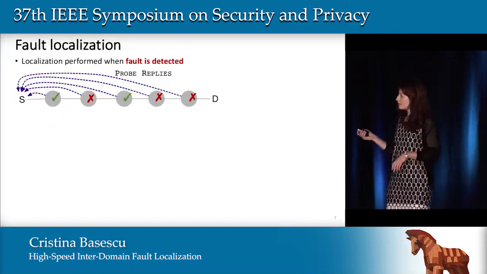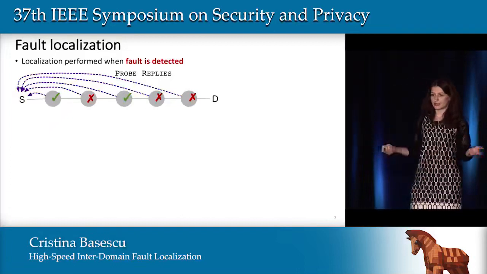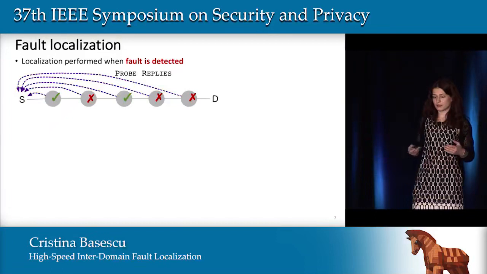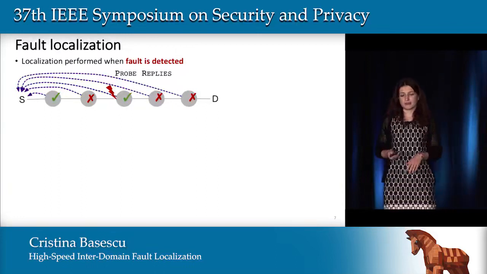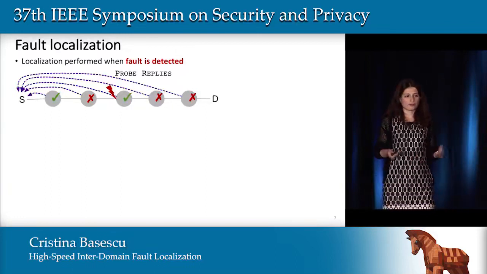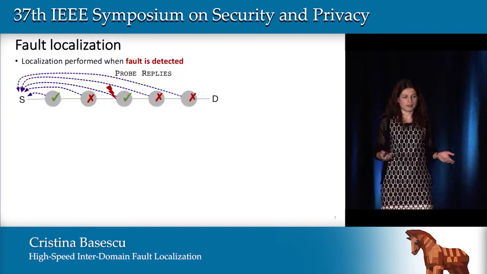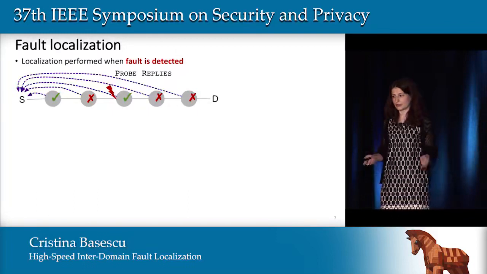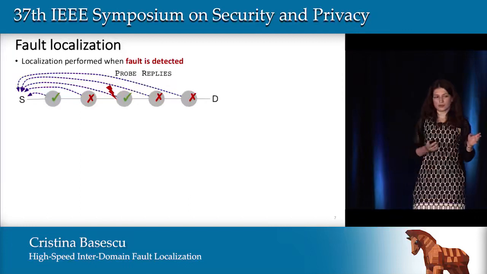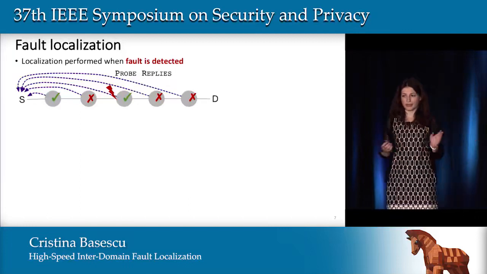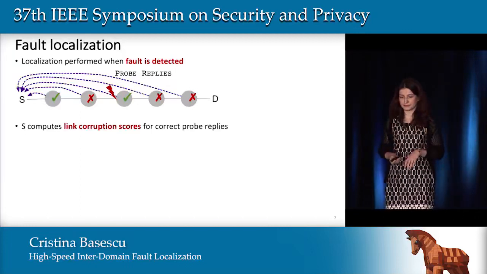Now, probe replies travel the same unreliable network. So some of the nodes may not send probe replies at all because they want to hide misbehaving. And other nodes may modify these replies, and so they might arrive incorrectly at the source. And the source will localize faults based on both correct and incorrect probe replies.